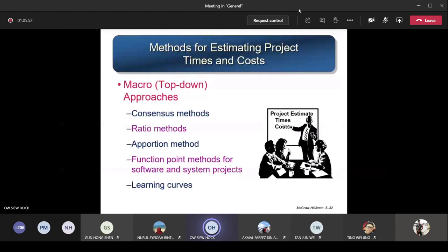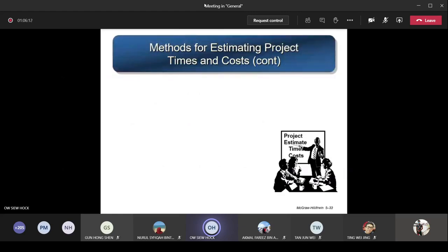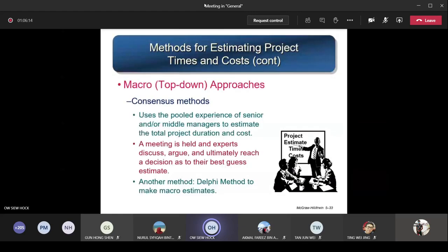Okay, now we come to the methods for estimating project times and costs using the macro approach, also known as top-down approaches. Under these macro approaches, we are going to learn consensus methods, ratio methods, apportion method, function point methods for software and system projects, and also learning curves. So the first one, consensus methods.